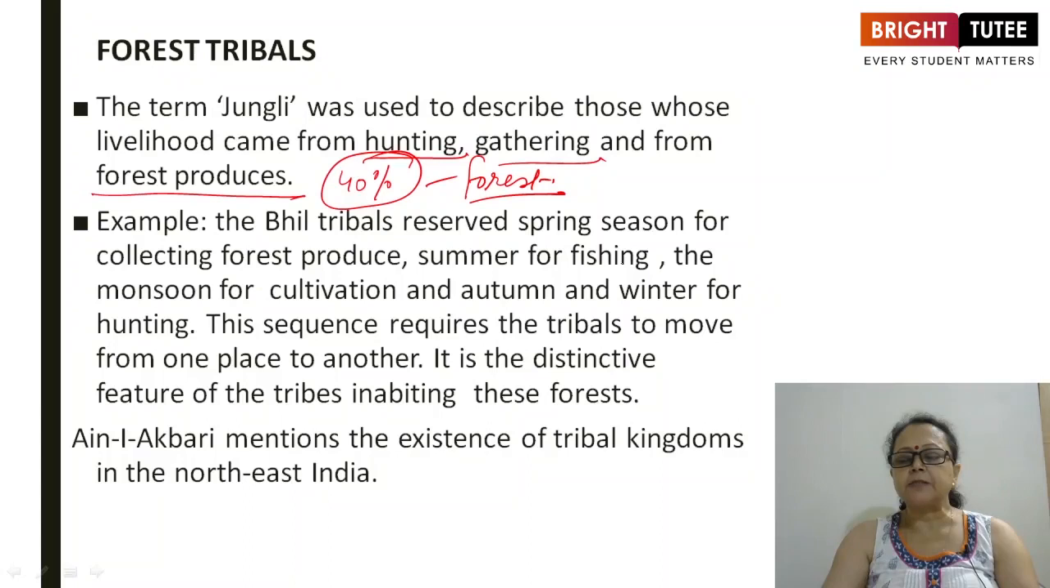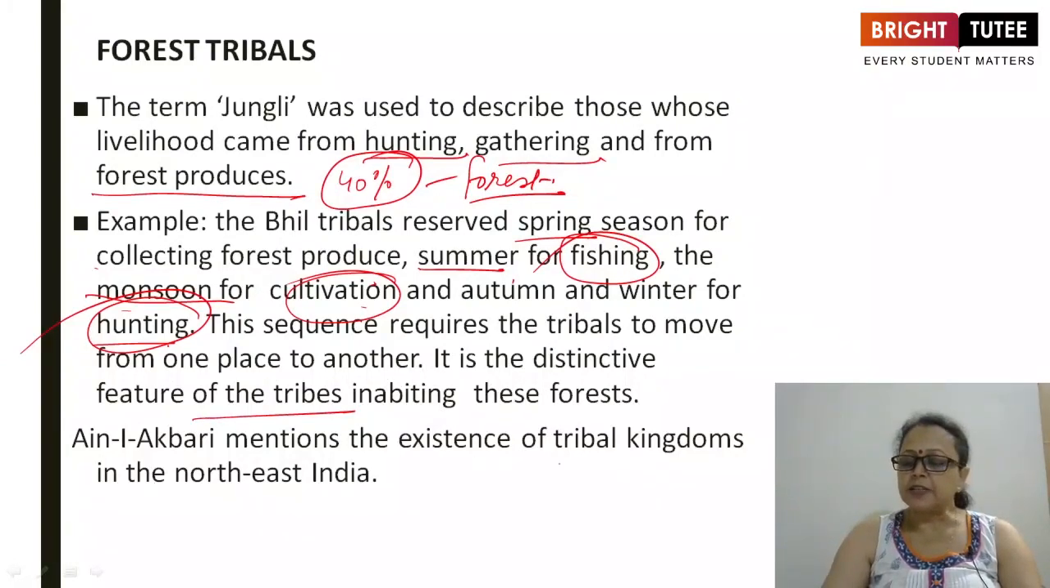The Bhil tribals reserved spring for collecting forest produce, summer for fishing, the monsoon for cultivation, and autumn and winter for hunting. So this way, in the different seasons, they are changing their work. This sequence requires the tribals to move from one place to another. It is the distinctive feature of the tribals inhabiting these forests.